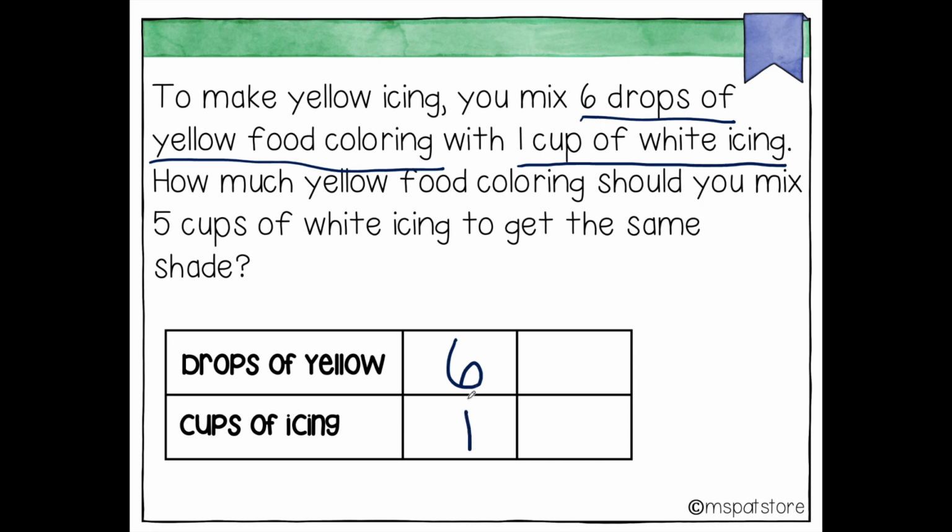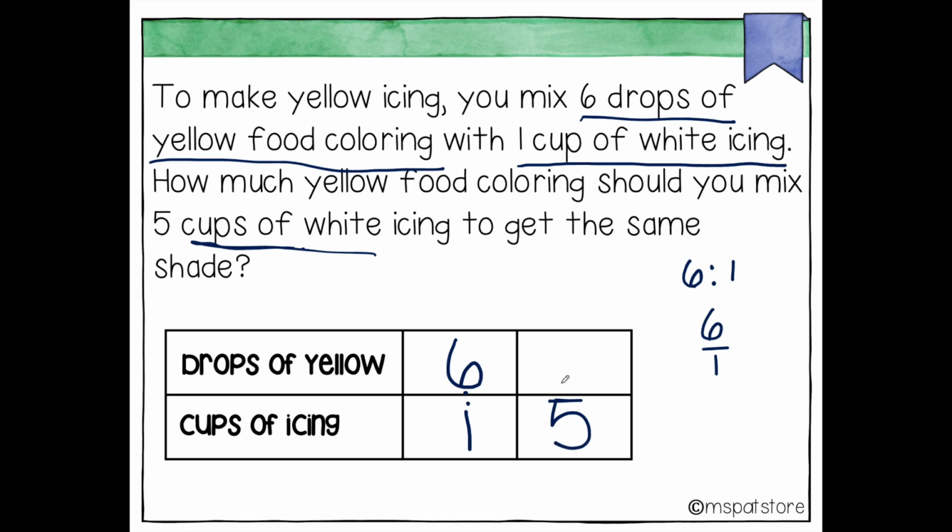1 cup. I have my ratio here: 6 to 1. You can represent it like this, or you can represent it like this. 6 to 1. For every 6, there's 1. Okay? But then it says, how much yellow food coloring should you mix with 5 cups of white icing to get the same shade?